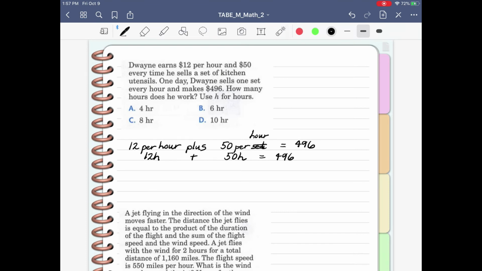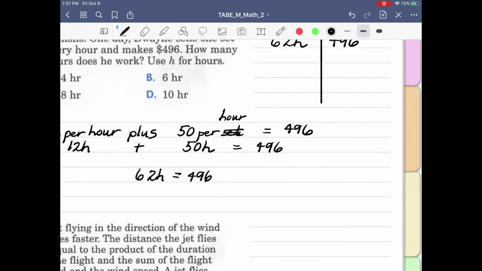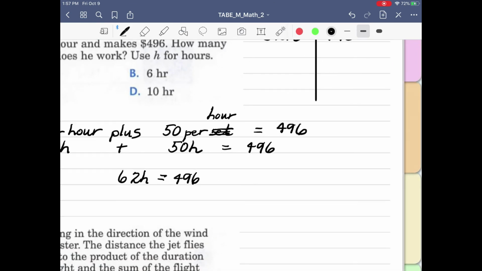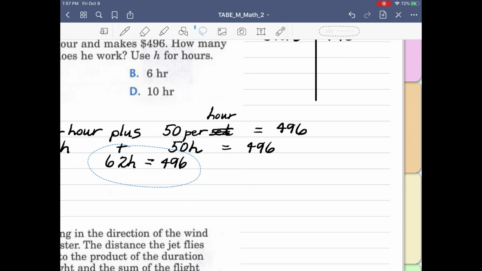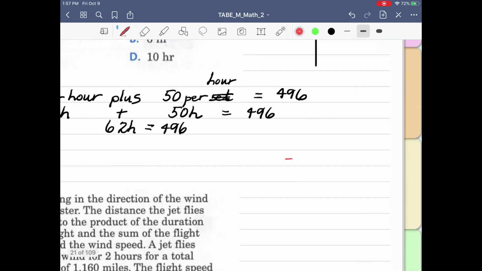So we need to add the 12 and the 50. That's 62H equals 496. If you need your solving frame, go ahead and build that. That's only when you need it. So we have 62H. If you need it every time, that's fine. And I can already tell you that I don't like this problem because I have a long division to do. If you have a calculator, use it. If you don't, we have to work it out the long way. So here we go. 496 divided by 62.